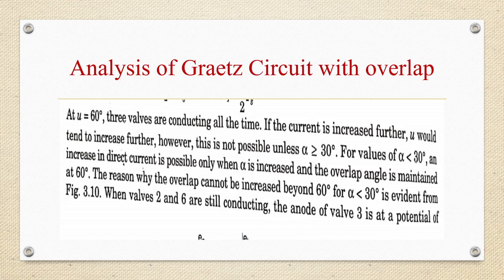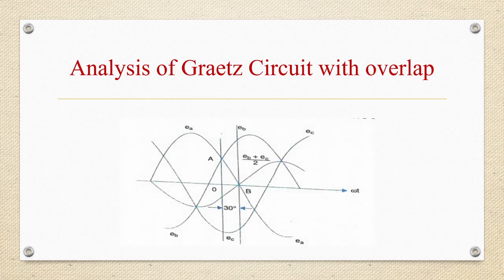The reason why overlap cannot be increased beyond 60 degrees for alpha less than 30 degrees is evident from this figure. When valves 2 and 6 are still conducting, anode of valve 3 is at the potential of EB plus EC by 2, that is minus EA by 2. So this is the figure explaining minimum delay angle is 30 degrees if overlap angle is 60 degrees or greater. Unless EA is negative, the valve 3 cannot conduct even after raising the gate pulse, and this is possible only for alpha greater than or equal to 30 degrees.